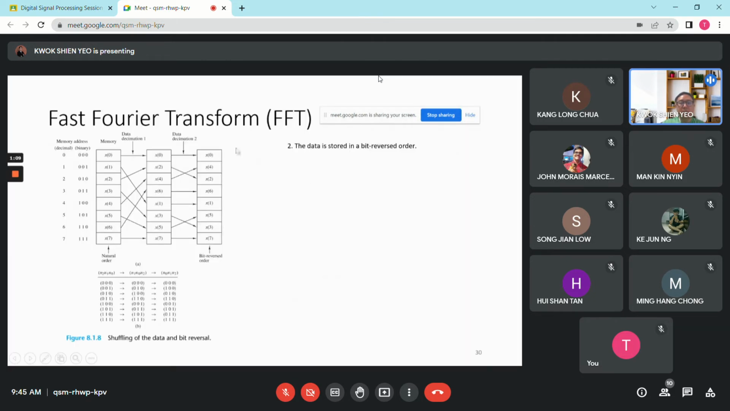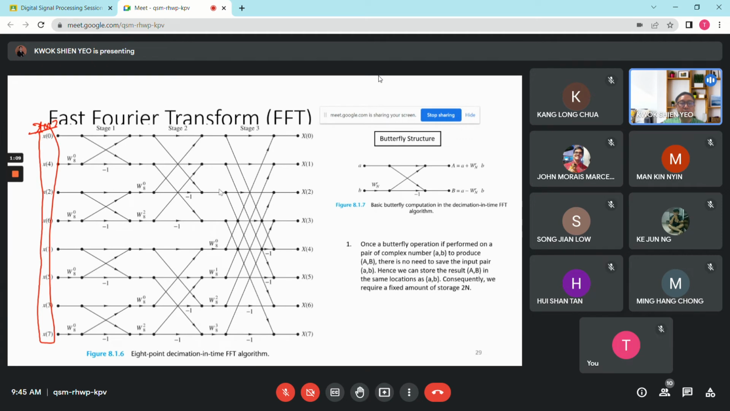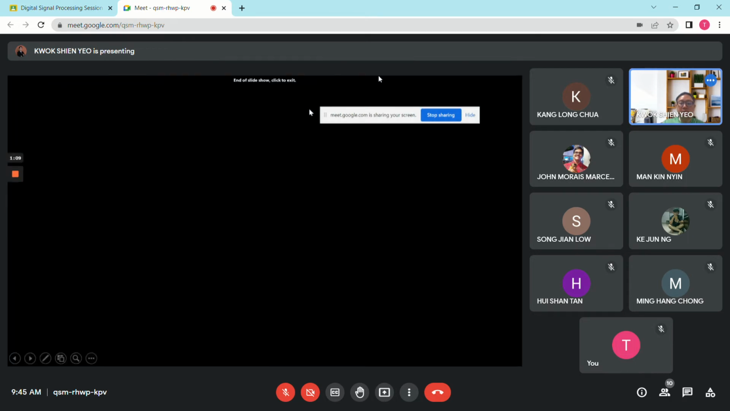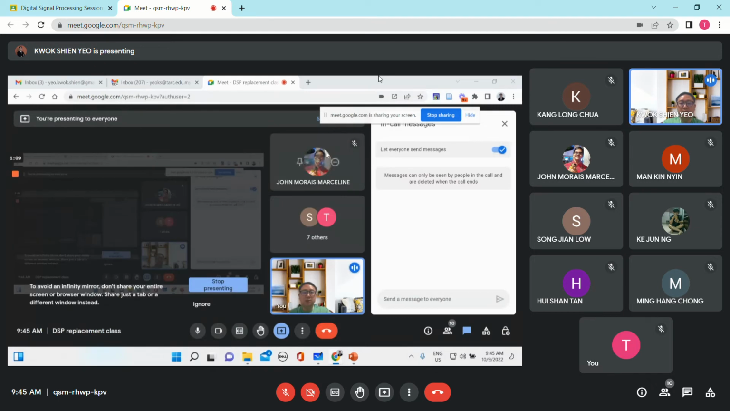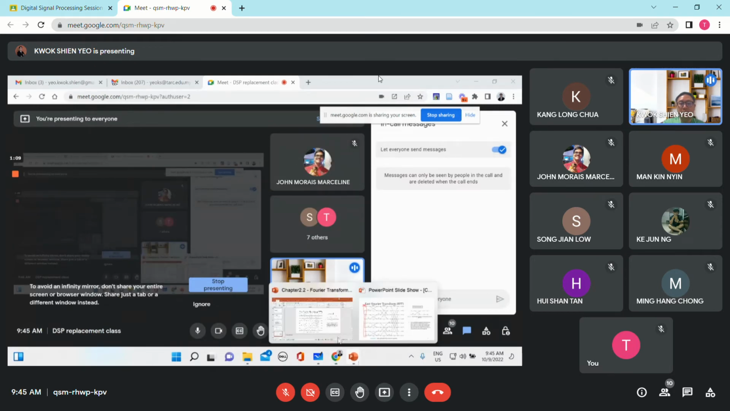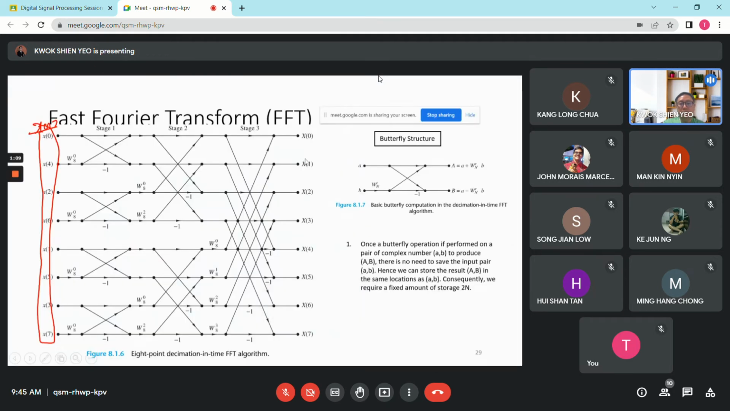There is decimation in frequency, but it's not shown here because the process is almost the same. So if you know decimation in time, fast Fourier transforms, then decimation in frequency is the same process. Just that the arrangement of xk is bit reversal. So the next thing to notice is here.